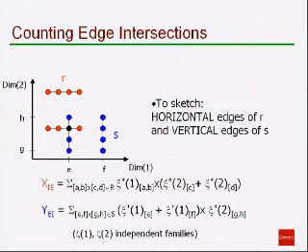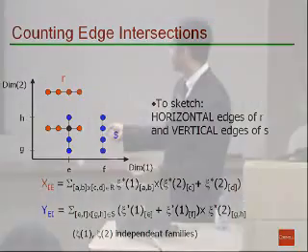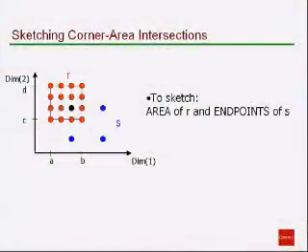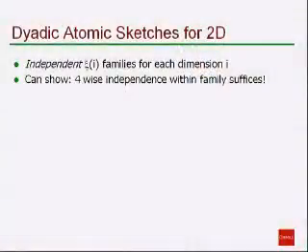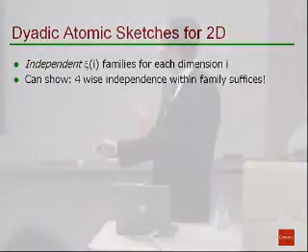Similarly, to sketch the vertical edges of S, you take the endpoint sketch along the first dimension and the interval sketch along the second dimension, and you just multiply them. So basically, you can treat each dimension almost independently. Note that we'll be using independent families for each dimension. Similarly, if you want to sketch the area of R and the endpoints of S, to sketch the area of R, you construct the sketch X_II. It basically says take the interval sketch along both dimensions. To sketch the endpoints of S, you take the endpoint sketch along both dimensions and you multiply them. So these are the 4 sketches that we'll be maintaining for the two-dimensional case. And as I said, we'll be using independent families for each dimension.